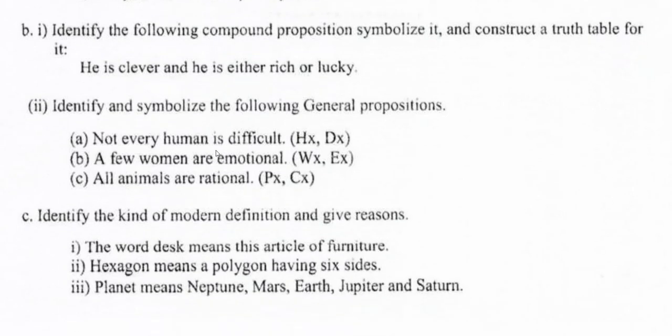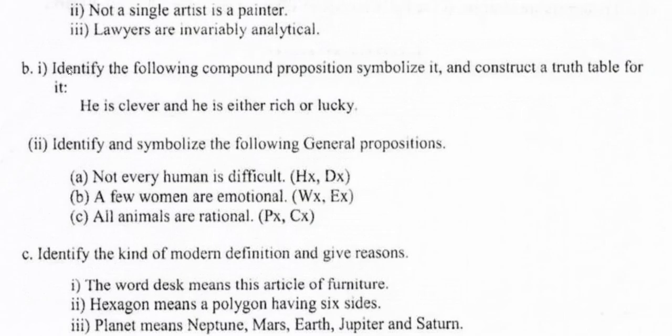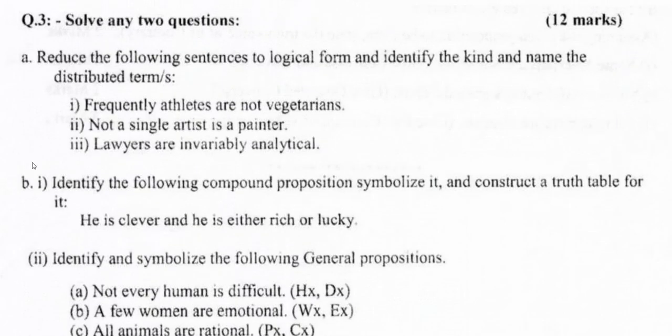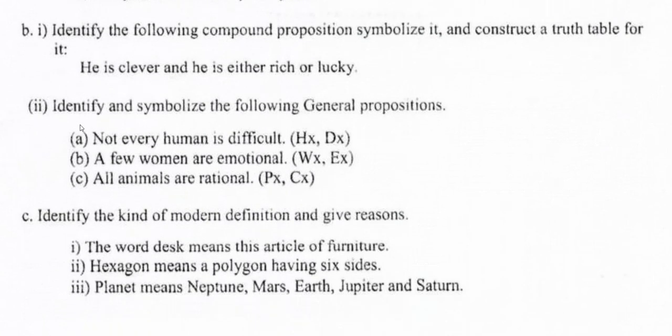Okay, let's begin by looking at the second part of question 3, that is the B1. Here, we have to identify the compound proposition, symbolize it, and construct a truth table for it. So, three things we have to do.